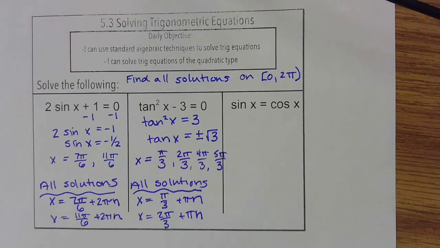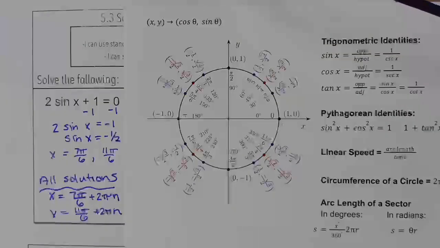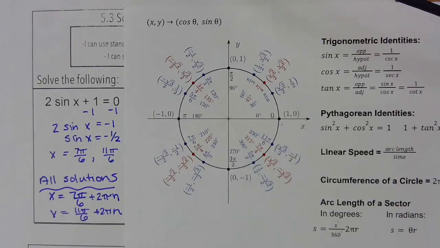Where is sine equal to cosine? Where are my sine values simply just equal to my cosine values? When does that happen? What radians does that happen at? Yeah, what do you think? Pi over 4. And then where again? 5 pi over 4. Why not 3 pi over 4? 3 pi over 4 has one of them as a positive value, one's a negative.